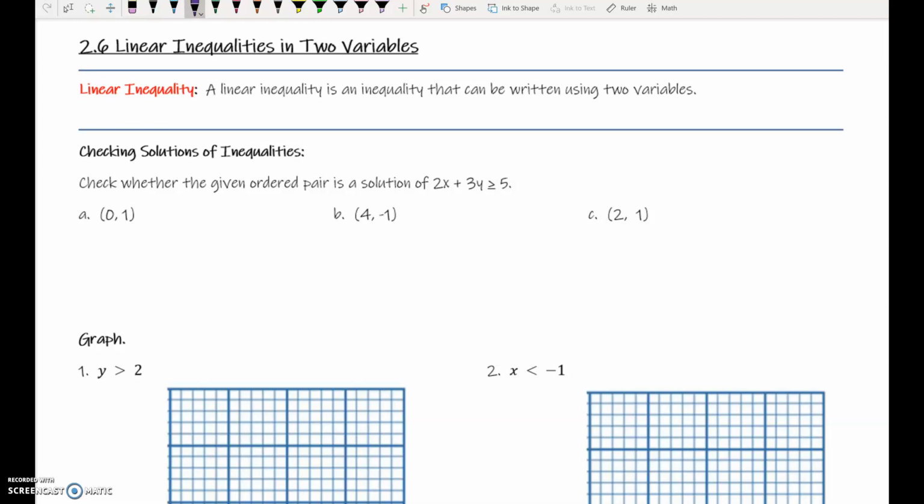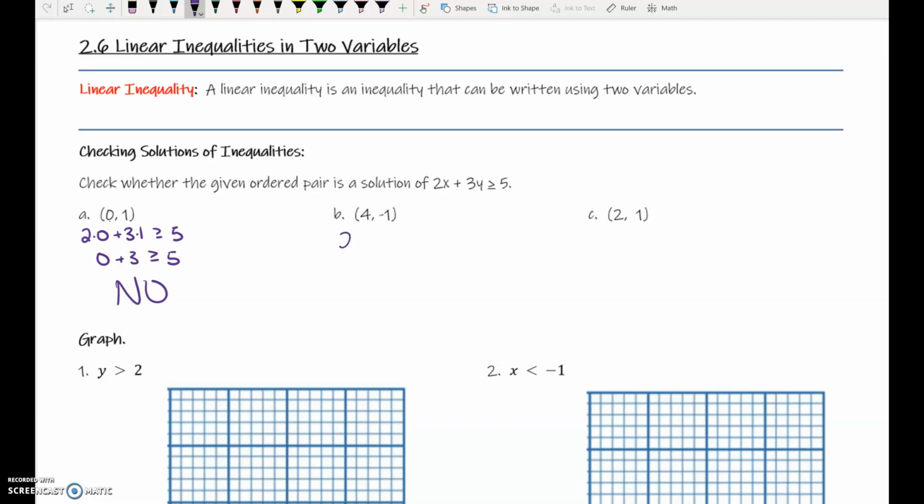So what we're going to do is substitute 0 in place of the x and 1 in place of the y, and then see if it's a true statement or a false statement. So 2 times 0 plus 3 times 1, and we're going to see if that's greater than or equal to 5. So that's 0 plus 3. Is 0 plus 3 bigger than 5? No, it is not. So this is not a solution.